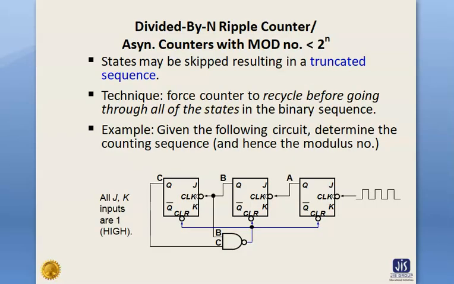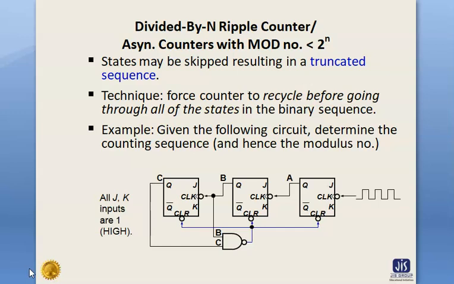Divided by n ripple counter, or asynchronous counter with mod number less than 2 to the power n. Counters can also be designed to have a number of states in their sequence which are less than 2 to the power n. The resulting sequence is called a truncated sequence.